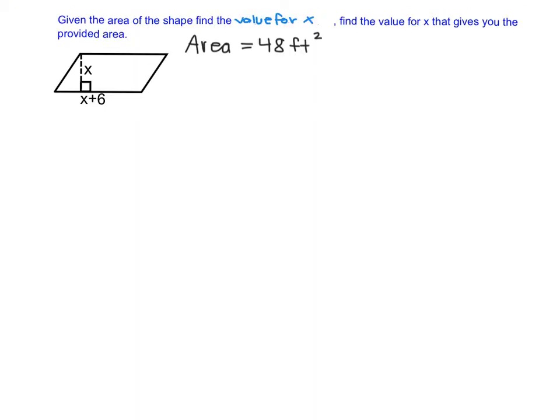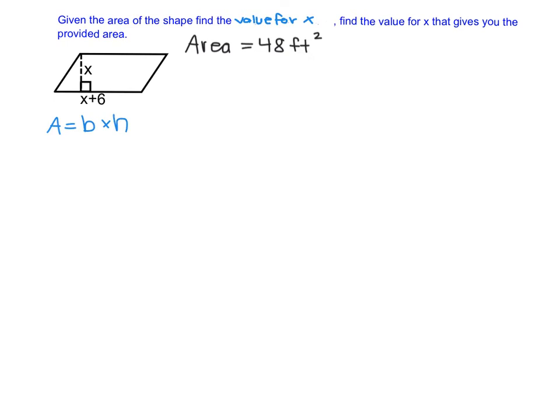So for example 2 here, it says, given the area of the shape, find the value for x. So ultimately, we're going to find the value for x that gives us the provided area, which in this case is 48 feet squared. So if I look at this example here, I'm going to set up my equation. And I know that my area of a parallelogram like this is the base times the height.